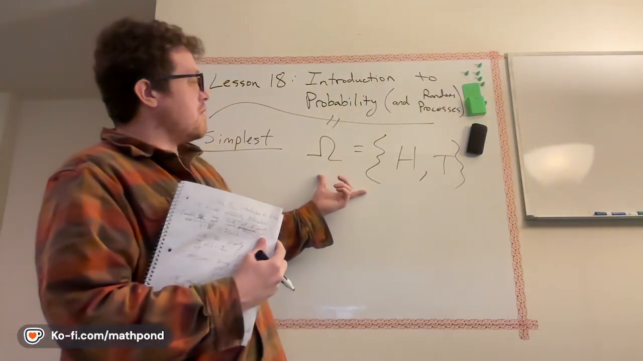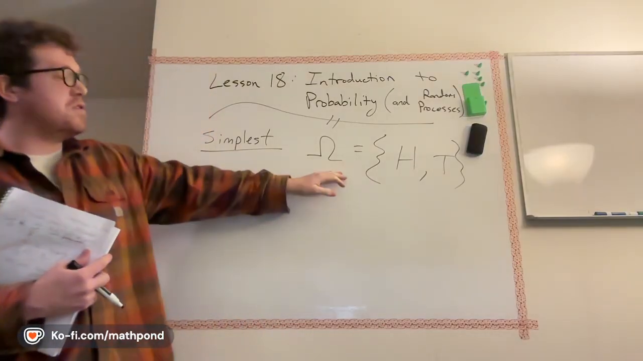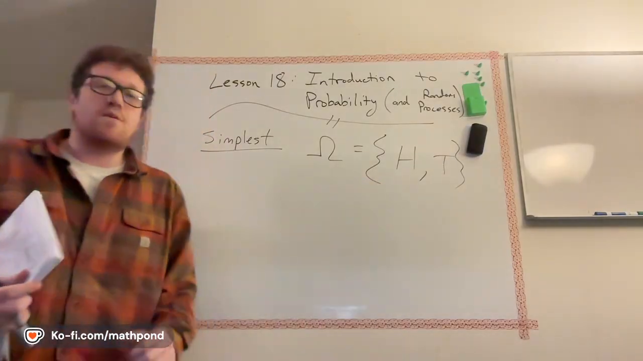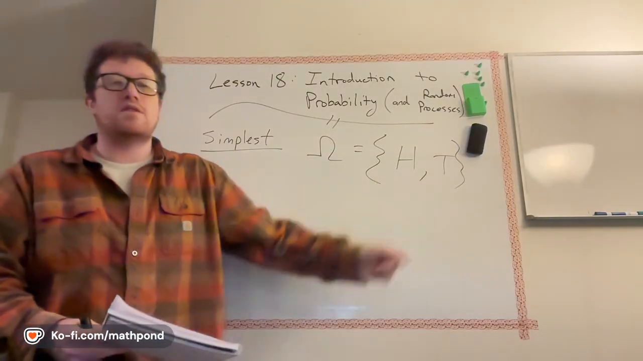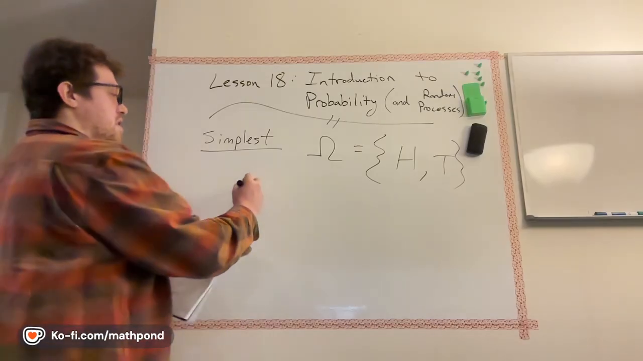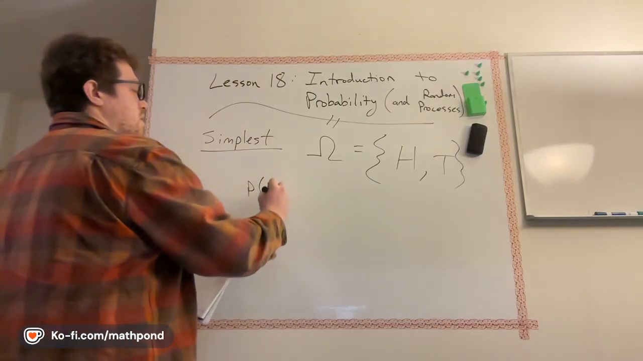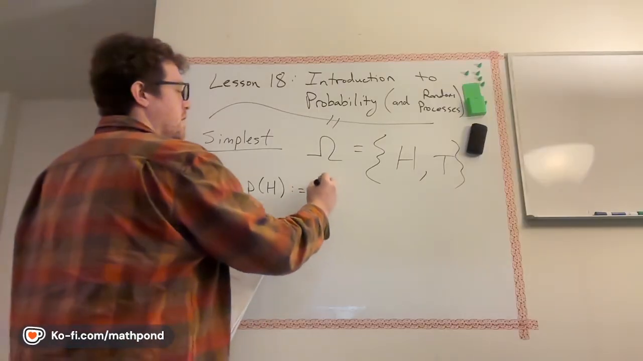So here's your simplest sample space example. You just have two events, and we're gonna assign some probability to one of the events, and the other probability will be 1 minus that. So let's say the probability of heads, we'll just define it to be 0.1.